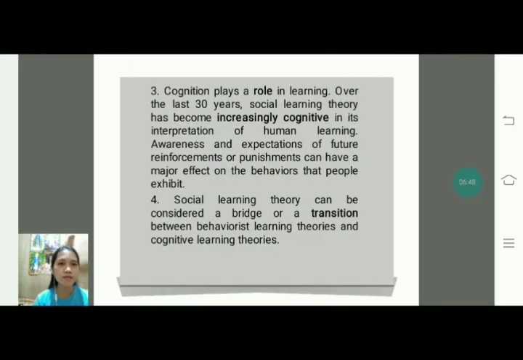So next, number 3, cognition plays a role in learning. Over the last 30 years, social learning theory has become increasingly cognitive in its interpretation of human learning. Awareness and expectations of future reinforcements or punishments can have a major effect on the behaviors that people exhibit.